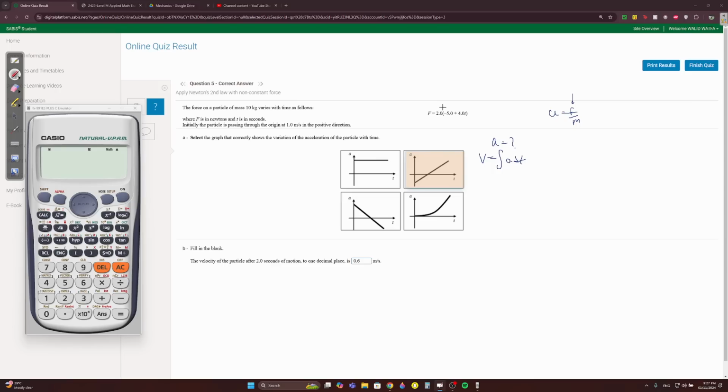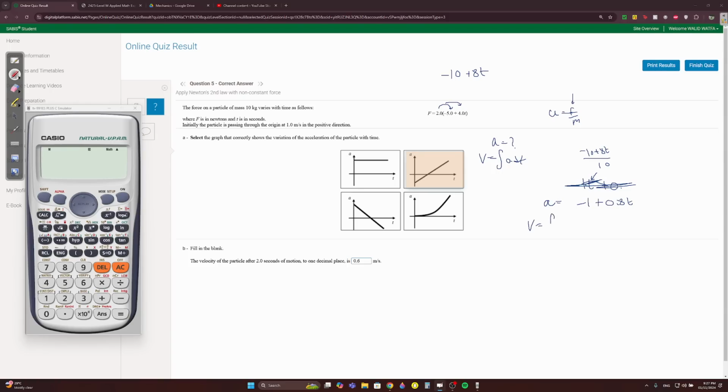The force is what? Okay, force is, distribute this. You're going to get minus 10 plus 8t over the mass, which is 10. So you're going to get minus 10 over 10 is minus 1, plus 0.8t. There's no t here. Okay, so you're going to get, this is your acceleration.